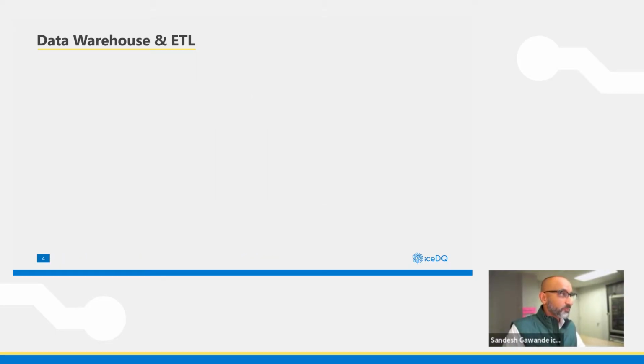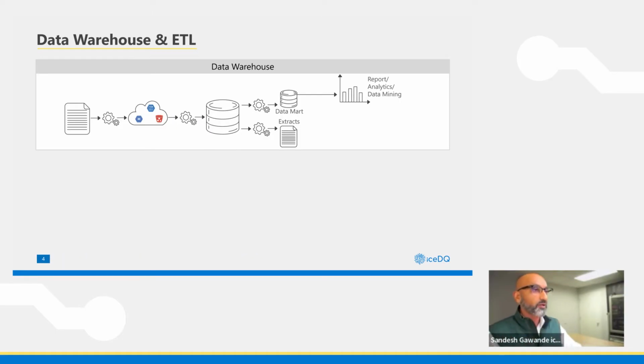Let's go to the next one. If you look at a typical data warehouse, you get some files or tables. They go into a staging area, and they might go into a cloud area. From there, a process will again take this data and load it into a big data warehouse. From this data warehouse, there might be extracts going to a data mart, and there could be extracts going to a file. From this data mart, there might be reports that people will be building on top of it.